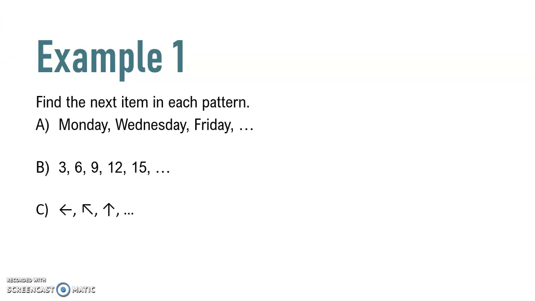And in part C, they give us these lovely arrows. One's pointing to the left, top, top. You have to figure out what's next for the arrows. Okay, they just want one item in each pattern. See if you can also describe the type of pattern that they're doing. So pause the video, try and do that, and then press play to check your answers.